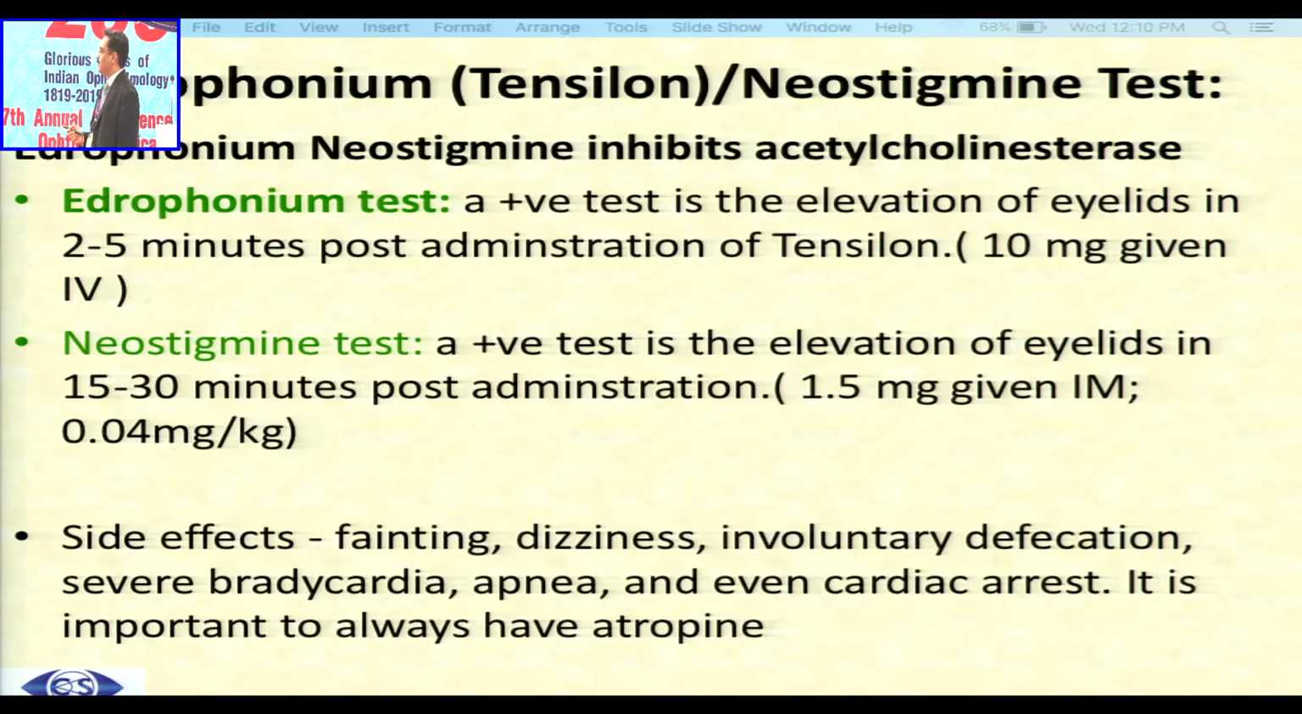Edrophonium chloride test, tensilon test, immediate result. You inject edrophonium IV, first give 2 milligram of edrophonium IV. While injecting only, you will be able to see the lift. And then give the rest of the 8 milligram if there is no side effect. These are the side effects: dizziness, involuntary movements. Most common is twitching of the face and all muscle contractions.